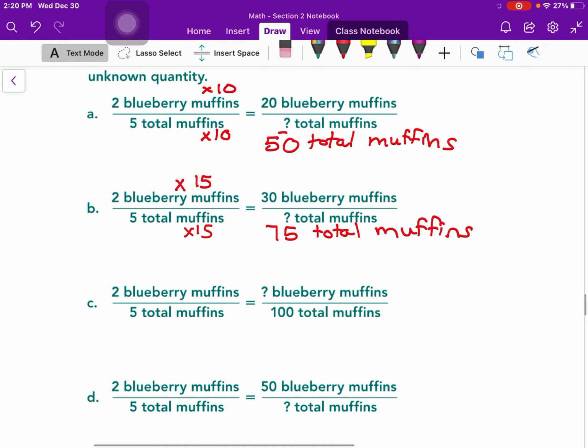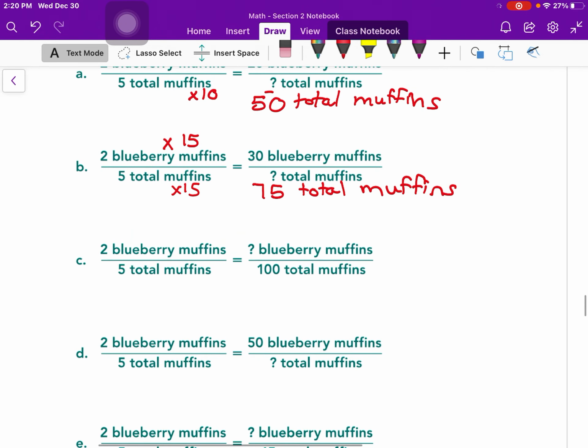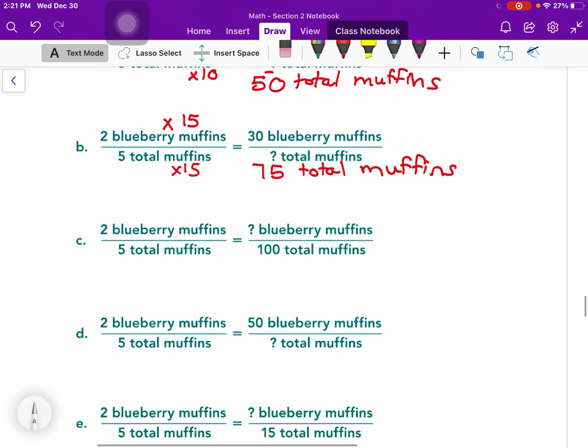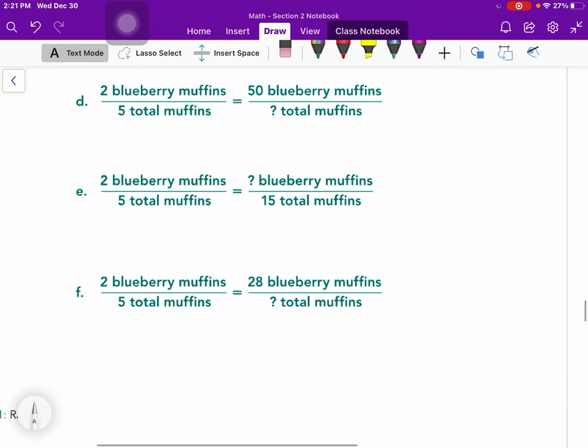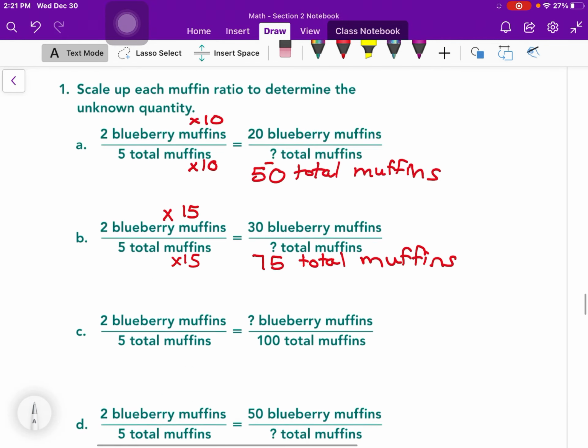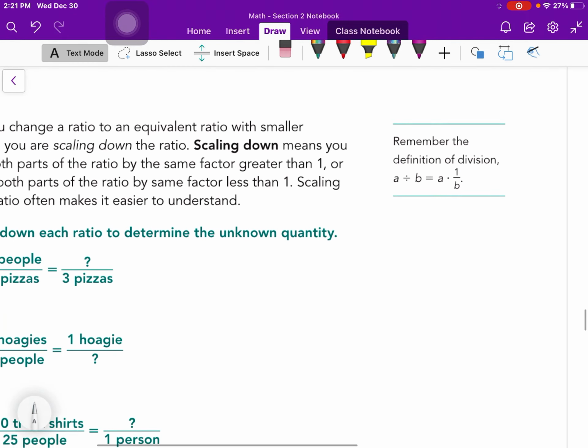I think you get the hang of that. You're going to multiply by a particular number in order to go from 5 to 100. What do you multiply by? And that's what you do on the top. In D, 2 times what gives you 50, and you'll multiply that number by the bottom. And E, you'll do the same, and F. So go ahead and try those on your own.